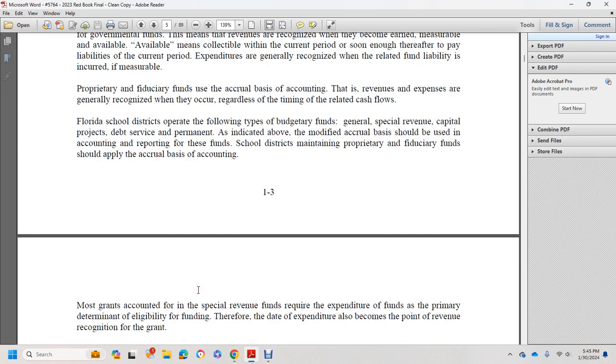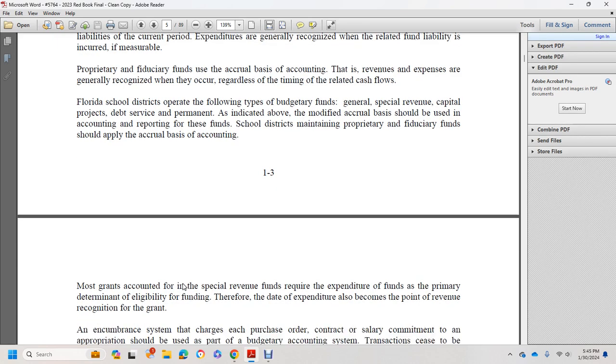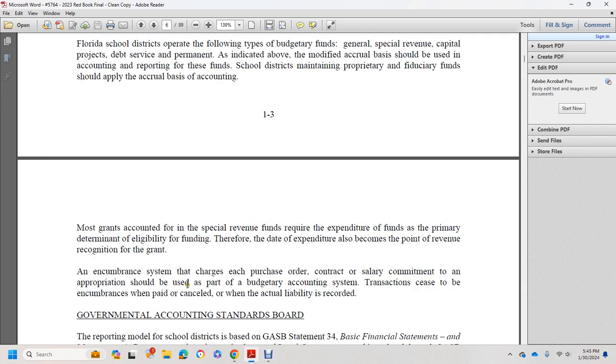Most grants accounted for in the special revenue funds require the expenditure of funds as the primary determinant of eligibility for funding. Therefore, the date of expenditures also becomes the point of revenue recognition for the grant. An encumbrance system that charges each purchase order and contract salary commitment to an appropriation should be used as part of the budgetary accounting system. Transactions cease to be encumbrances when paid or canceled when the actual liability is recorded.